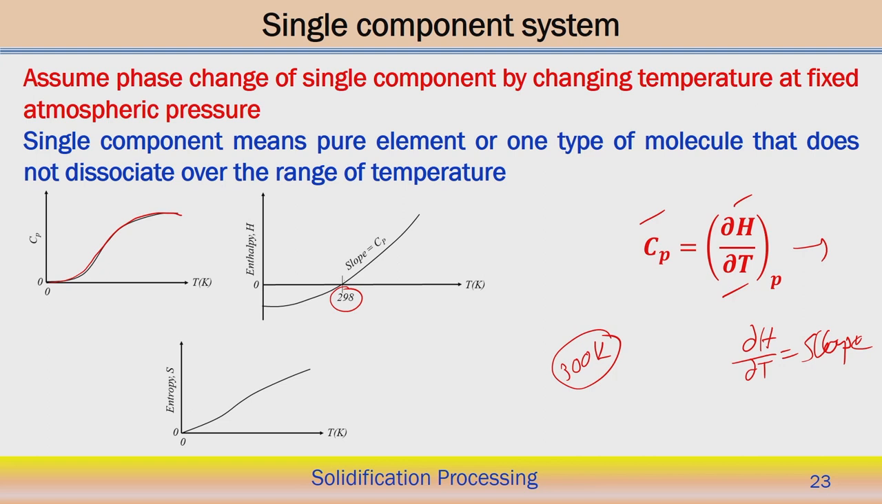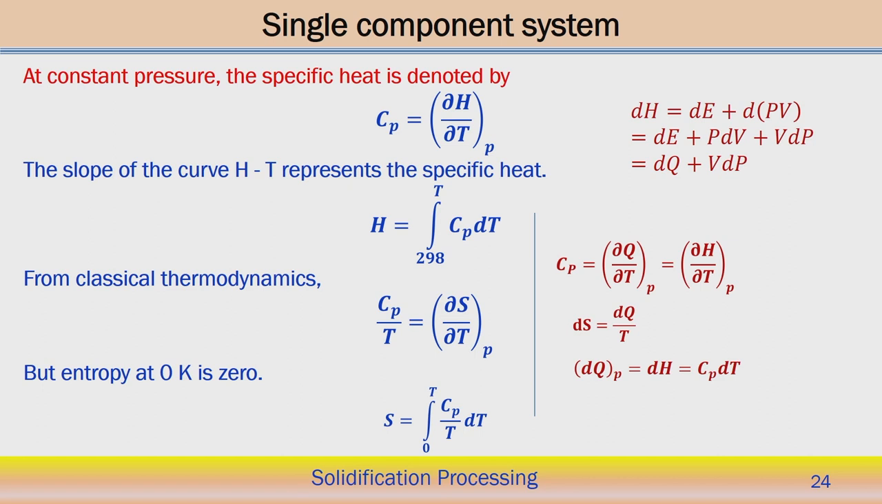So that slope at any point, if we draw the tangent at this particular point, indicates the slope of this curve, and that is equivalent to the specific heat in an enthalpy versus temperature curve. So we can utilize this information for further calculation, or you can see what other relationships exist for a single component system.